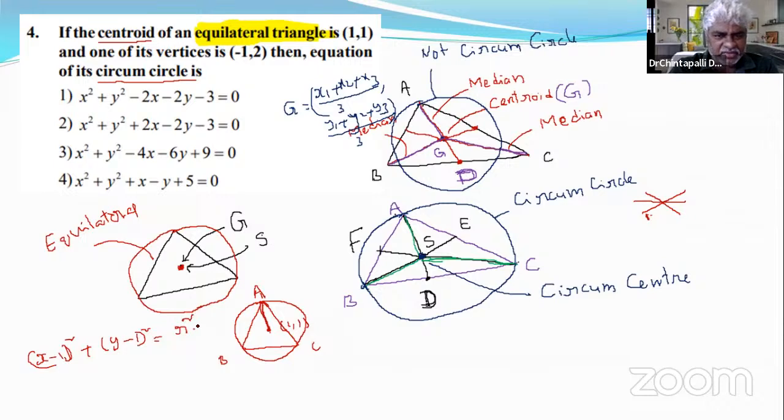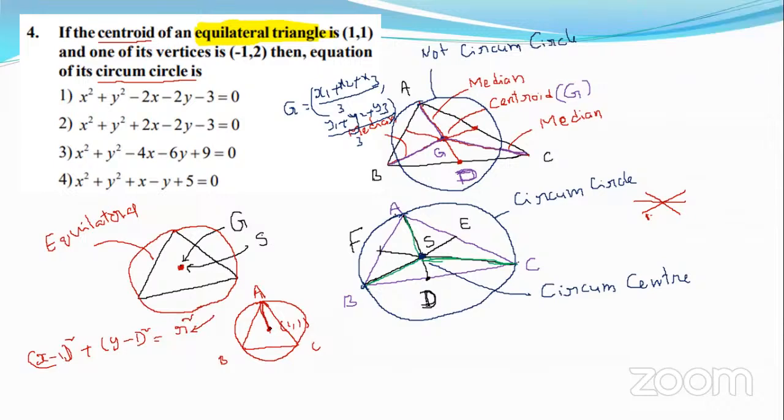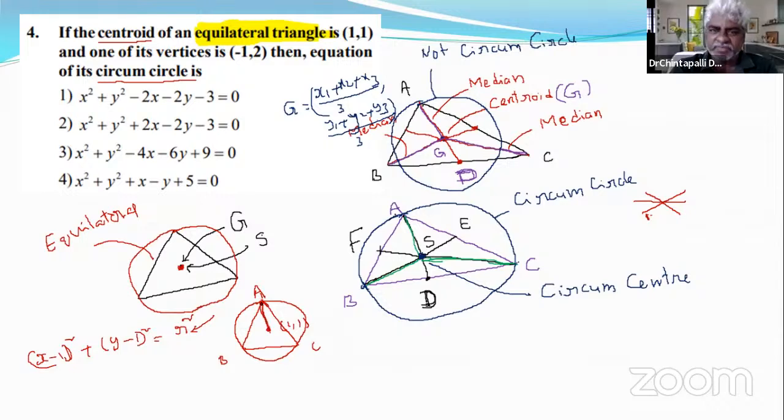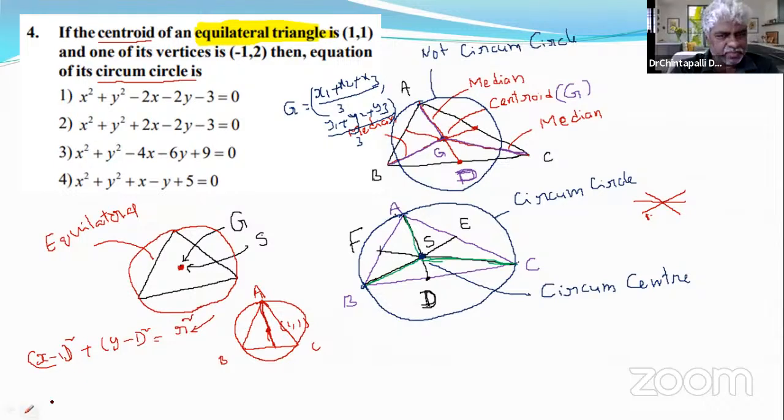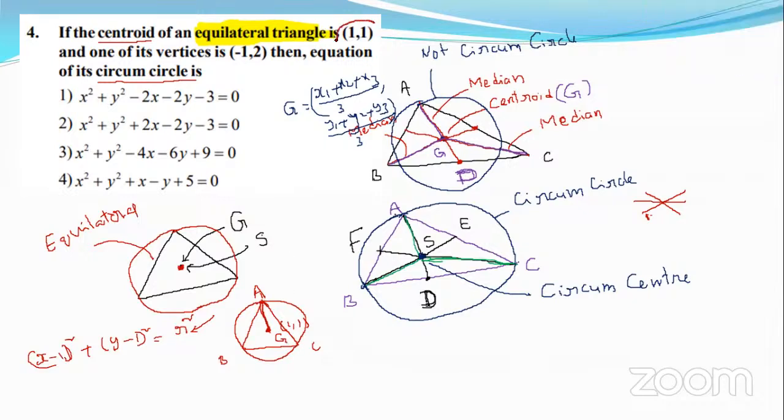Now we need this value, right? That value is the distance from 1, 1 to A, or 1, 1 to B, or 1, 1 to C. The point that centroid divides median in ratio 2:1 is not necessary here; it is used in another problem. See, we need the radius. Radius means from centroid G to A, or G to B, or G to C. See, 1, 1 is centroid.